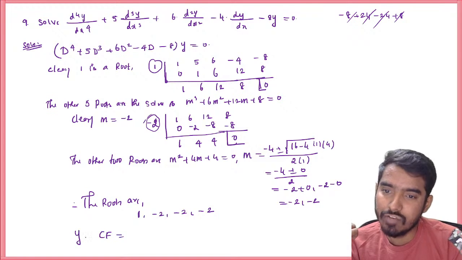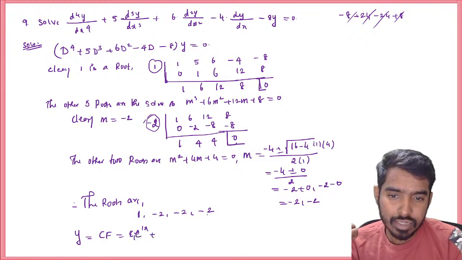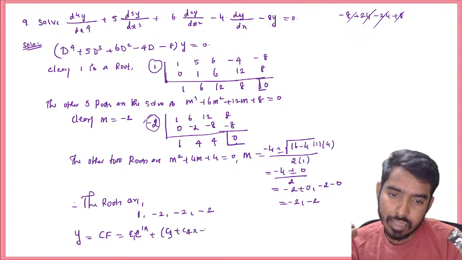What will be your CF? For one distinct root, we will write C1 e power 1x, and for these 3 equal roots, let's start with C3 plus C4 x.